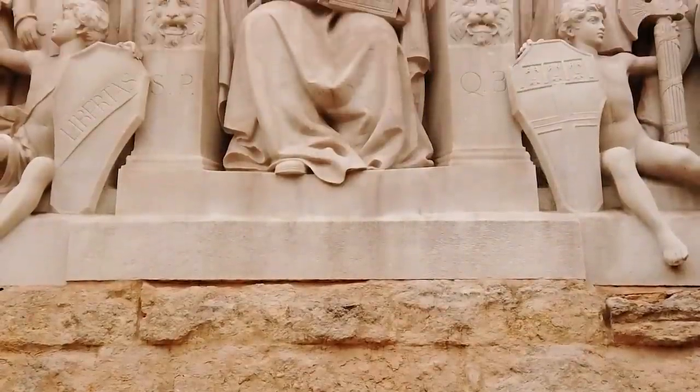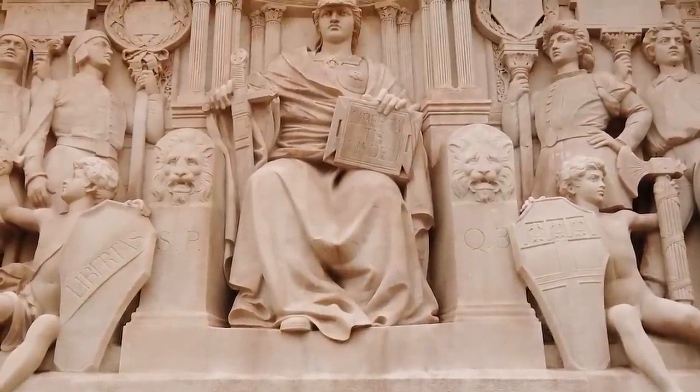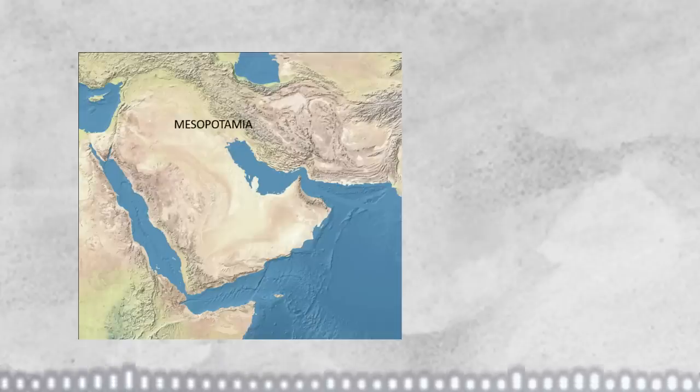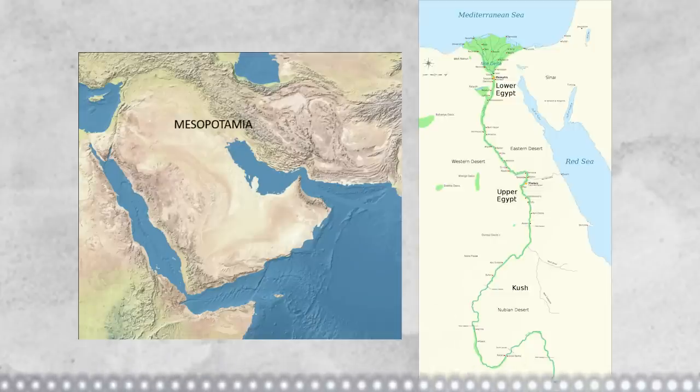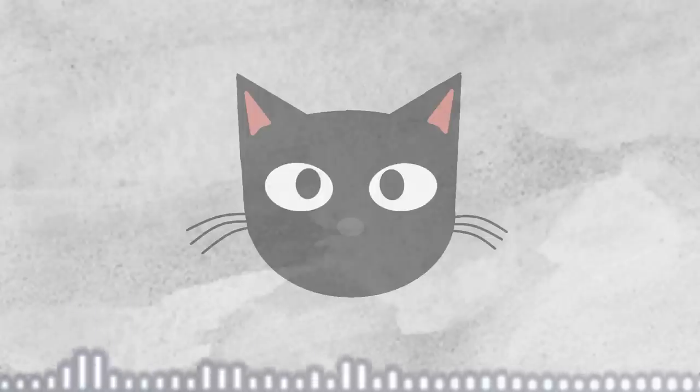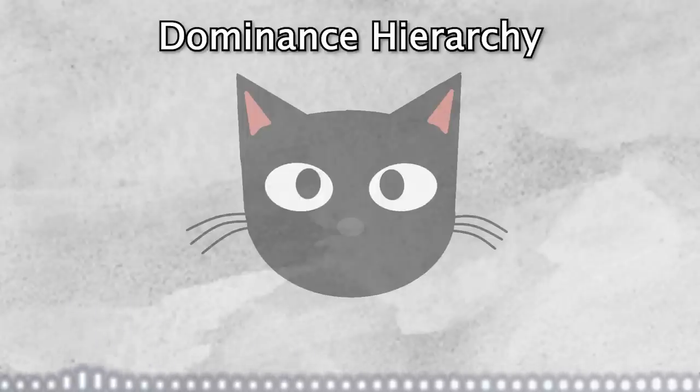Hierarchy and the state. States have always been extremely hierarchical. This was true over 5,000 years ago when the first states emerged in Mesopotamia and Egypt, and it remains true of states around the world today. The state centralizes power. It gives so much power to so few people, and that power operates in a top-down chain of command. There is extreme inequality of power between the state and the people. The state rules, and the people are ruled over. This is a dominance hierarchy.